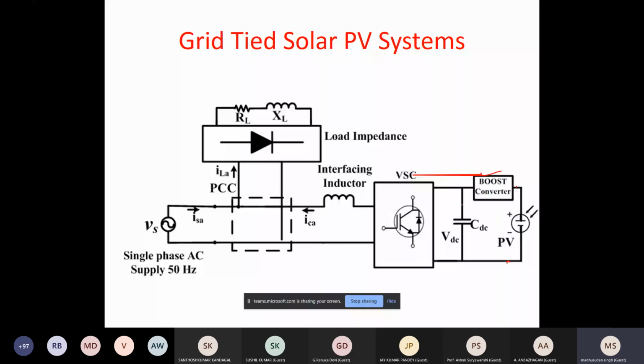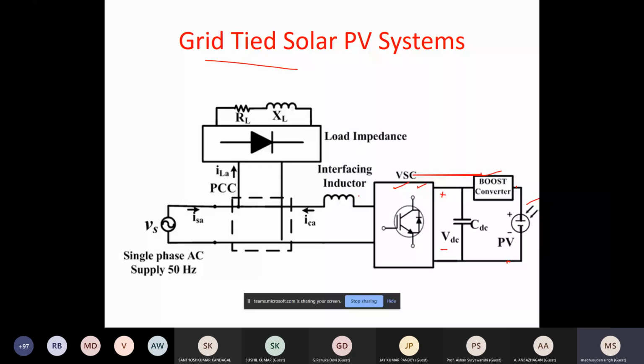And so you have a DC PV, and then you have a boost converter, and then this boost converter is connected to the DC link of this voltage source inverter. This is the DC link. And this VSC is now controlled in such a way that you are able to inject power into the grid. So this is the general scheme. So here no battery, because this is a grid-tied solar PV. So the grid, if available, the power is injected to the grid.